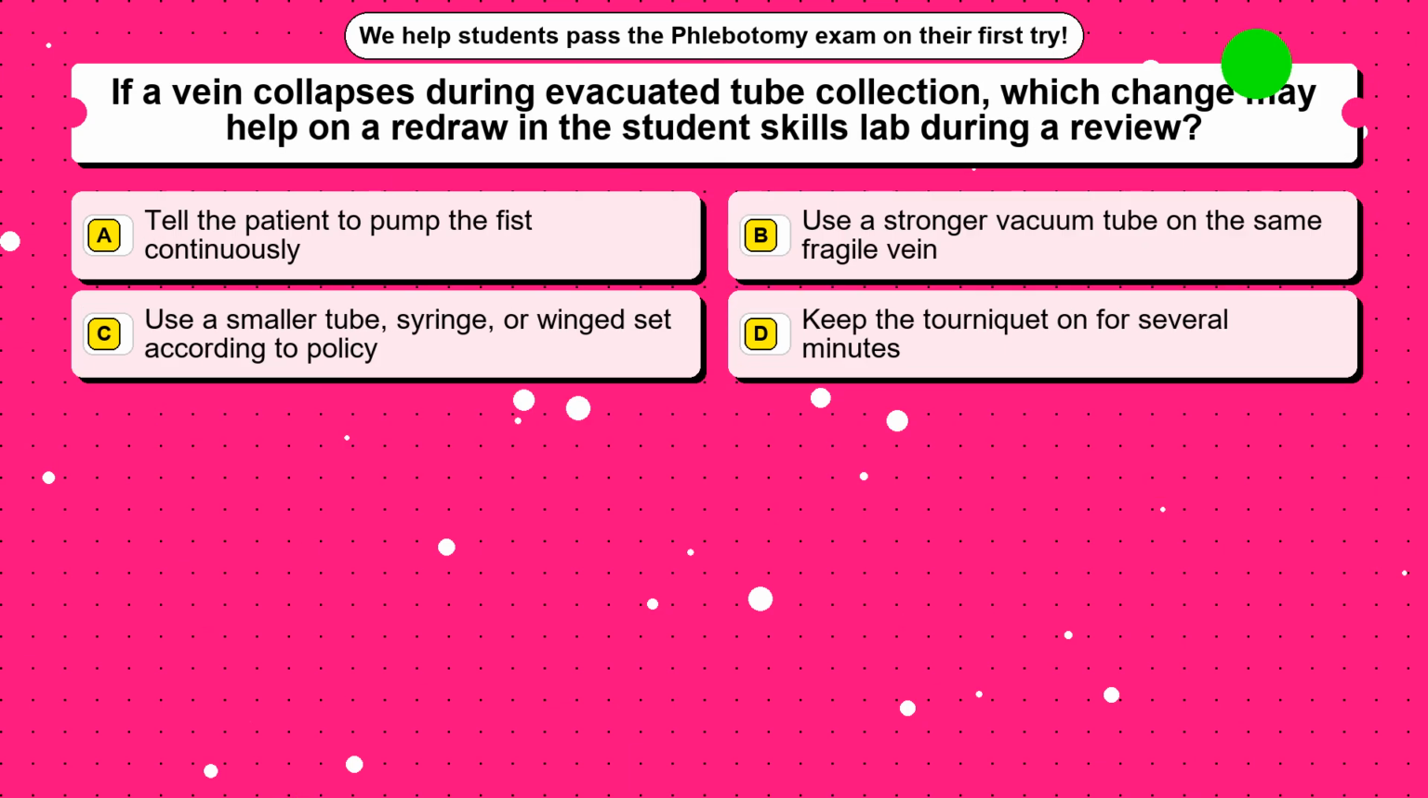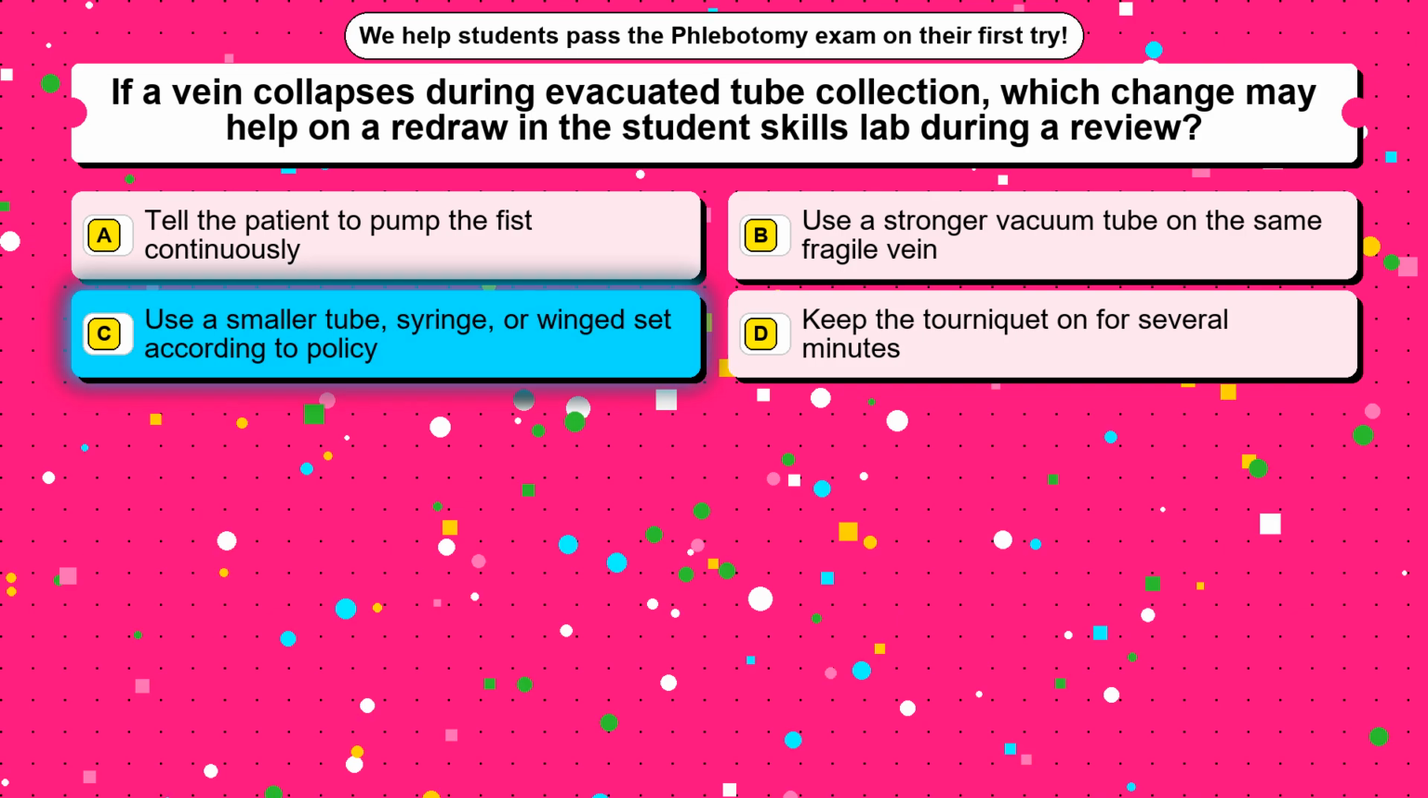Question 40. If a vein collapses during evacuated tube collection, which change may help on a redraw in the student skills lab during a review? Option A, tell the patient to pump the fist continuously. Option B, use a stronger vacuum tube on the same fragile vein. Option C, use a smaller tube, syringe, or winged set according to policy. Option D, keep the tourniquet on for several minutes.